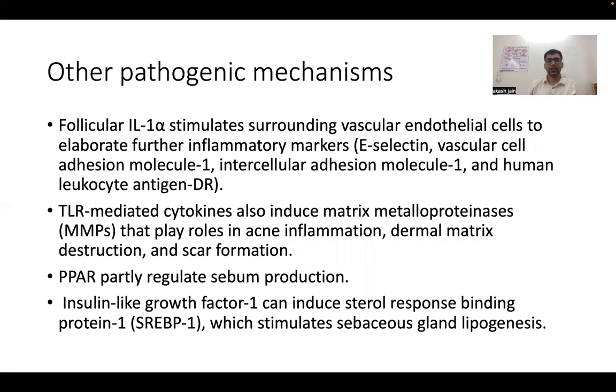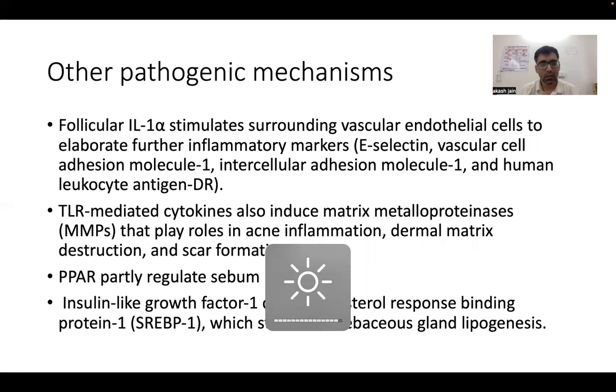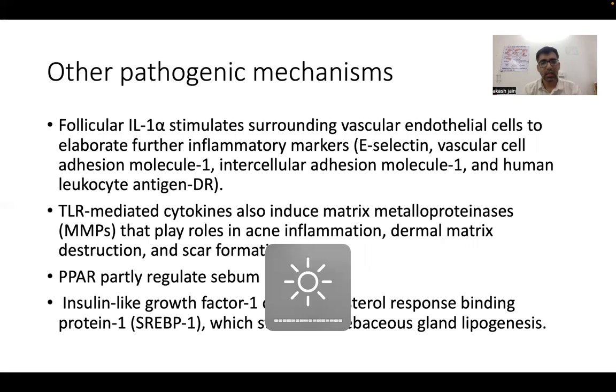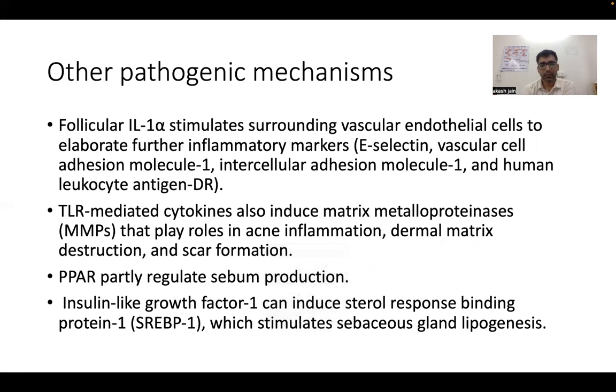So apart from this, other pathogenic mechanisms are: follicular interleukin 1 alpha stimulates surrounding vascular endothelial cells to elaborate further inflammatory markers like P-selectin, vascular cell adhesion molecule 1, and human leukocyte antigen. Toll-like receptor-mediated cytokines also induce matrix metalloproteinases that play a role in acne inflammation, dermal matrix destruction, and scar formation.